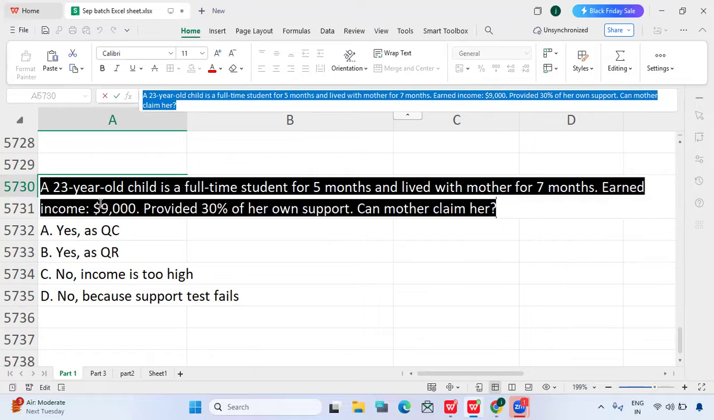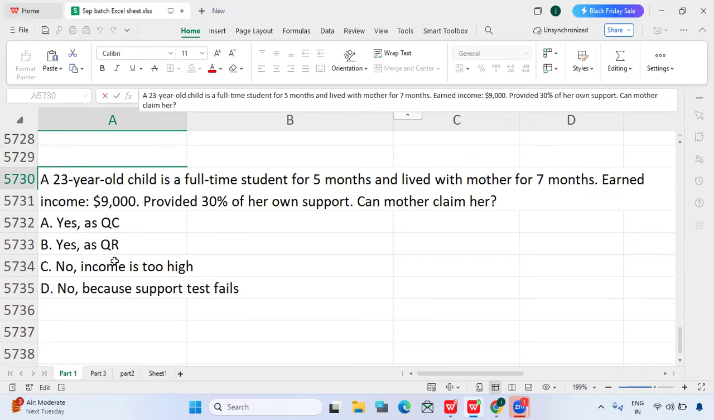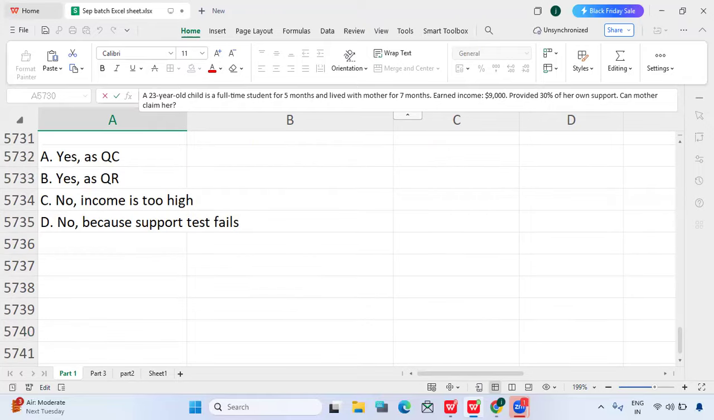This is qualifying children versus qualifying relative. If you are talking about qualifying children, just remember all the points. Age test: are we meeting age? Yes, fine. Do we need to check for income? No need. Support test: the taxpayer herself should not provide more than 50%. Here she provides 30% of her own support, so that's fine. The mother can still claim her as a dependent. So answer A, qualifying children.